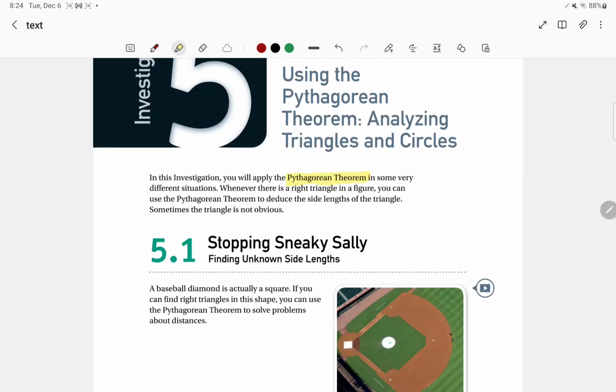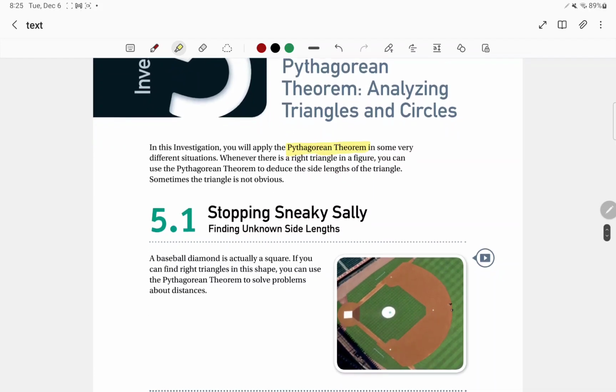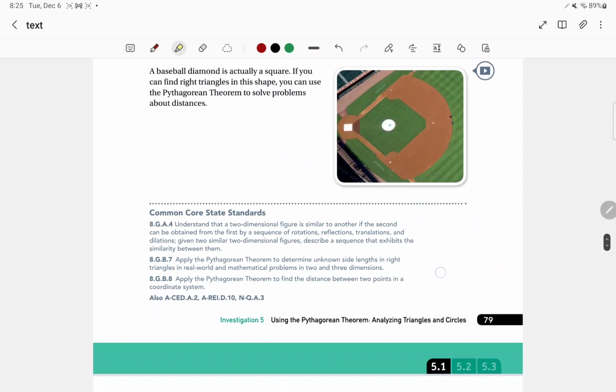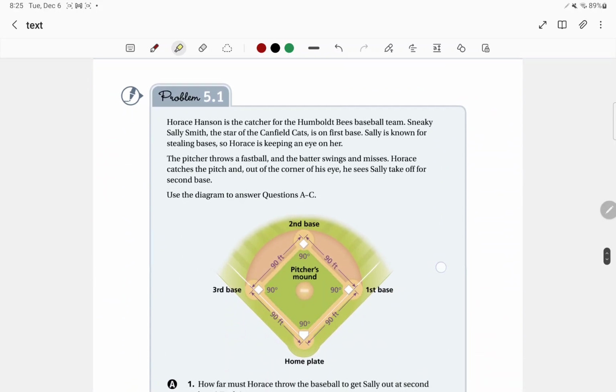And Sneaky Sally is actually trying to steal bases. So we're going to use the Pythagorean theorem to find the distances between different bases. I know everybody knows the distance between home plate and first and second, but what about the distance from home plate to the pitcher's mound, or the distance between home plate and second base, or first base to third base, pitcher's mound to third base, and so forth? We're going to be looking at all of those distances today in problem 5.1.